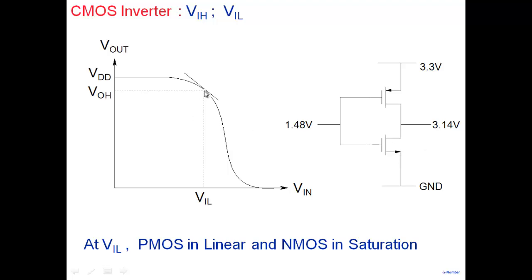PMOS is in linear, NMOS is in saturation region. For VIH, it would be just the opposite. VIH would be here, PMOS would be in saturation region, NMOS would be in linear. Alright, so that's the first thing to realize.